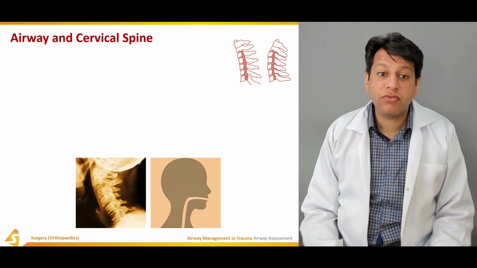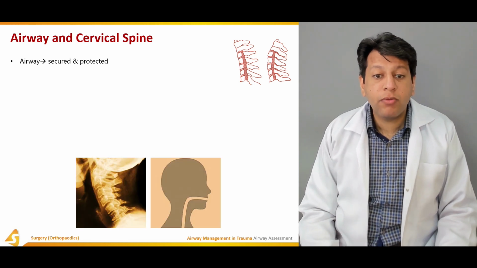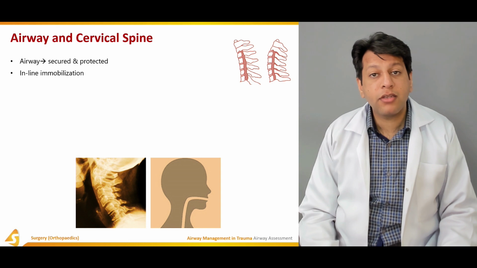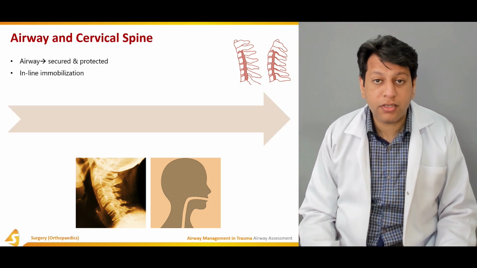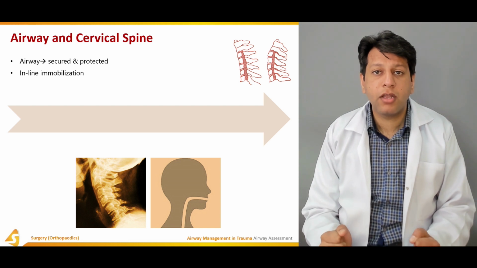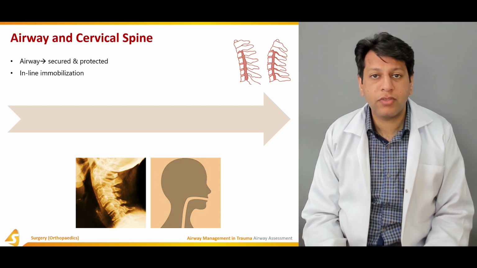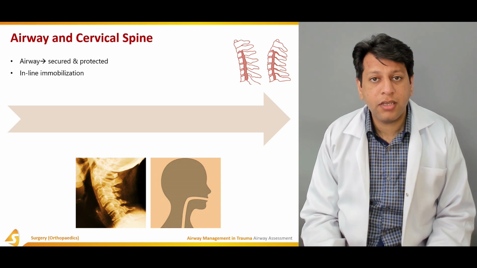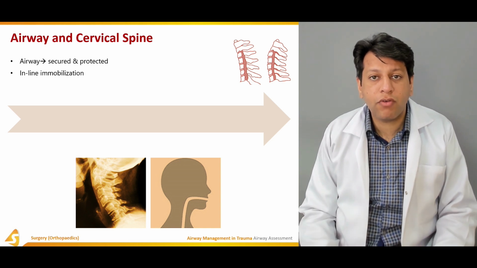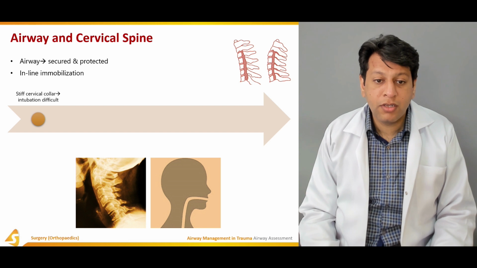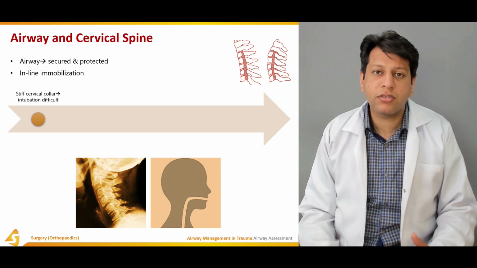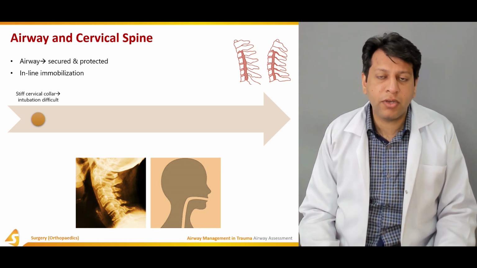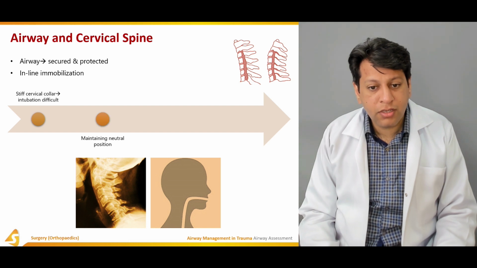Now coming on to airway and cervical spine. The airway is secured and protected, and the cervical spine can be initially secured by inline immobilization. That is, the paramedic keeps both hands along the cervical spine area until a soft collar or hard collar is available. A stiff collar is usually used, but it makes intubation a bit difficult. But nowadays, good quality stiff collars are available, with which intubation can also be done easily.